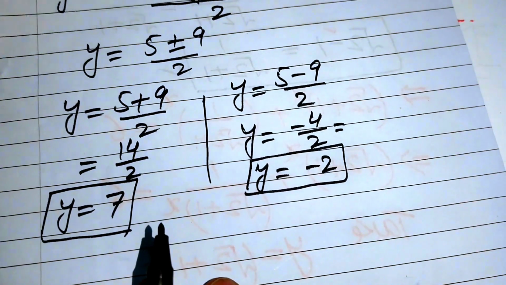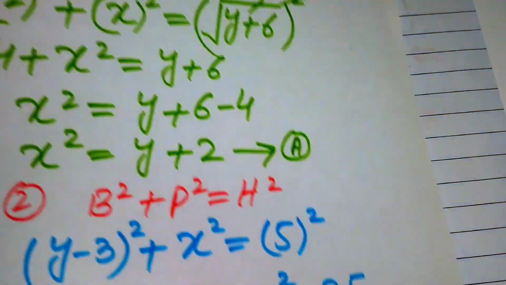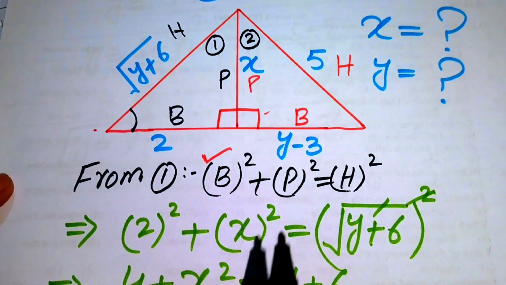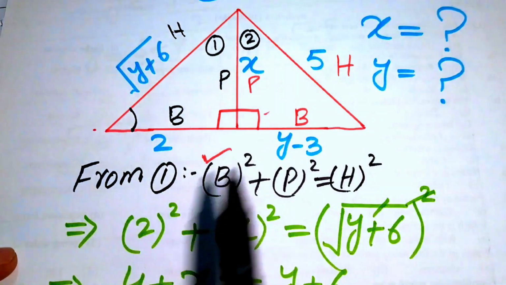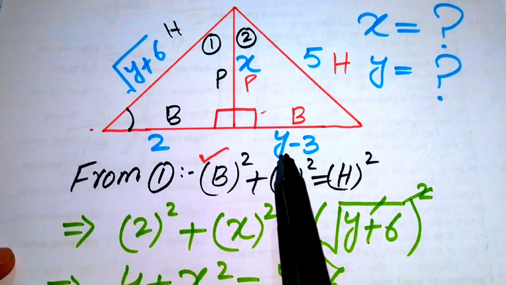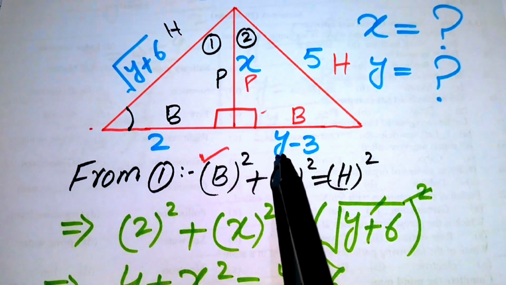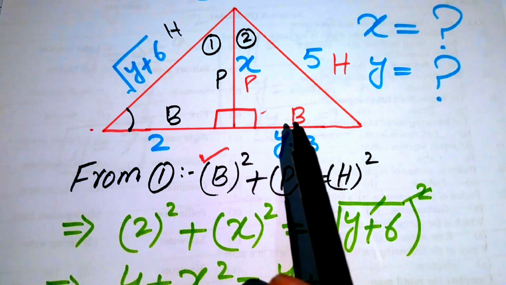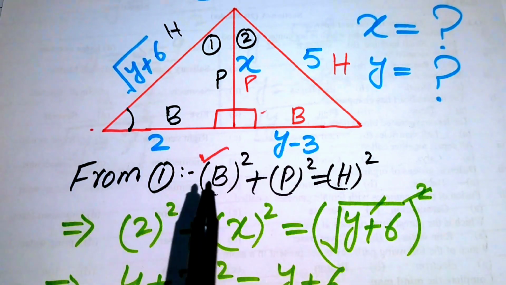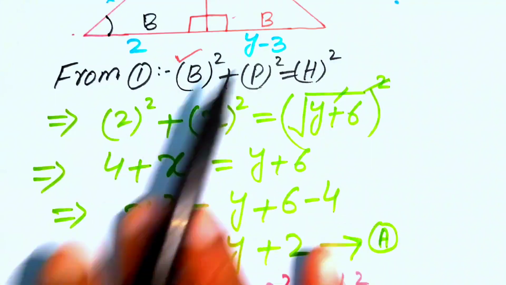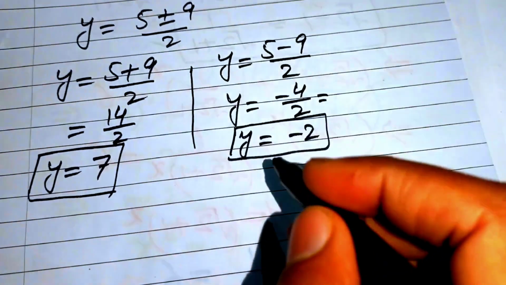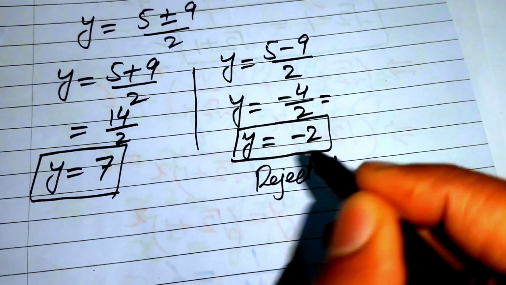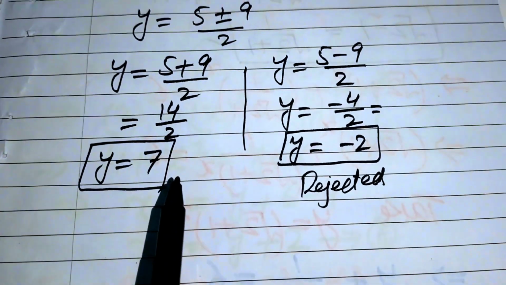But here you remember one thing, that our y denotes the side length of this right triangle 1 and 2. If you put the value of y equals minus 2 here, it becomes minus 5. And you know that the side length of any triangle cannot be negative, so here we reject this negative value, and we can just proceed with this positive value only.